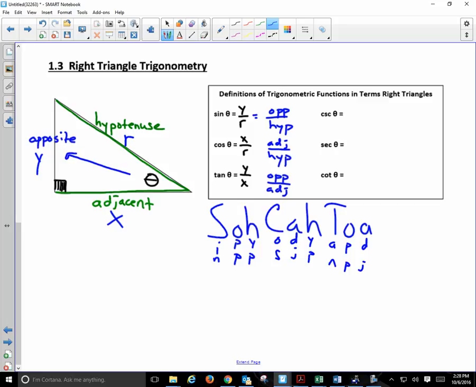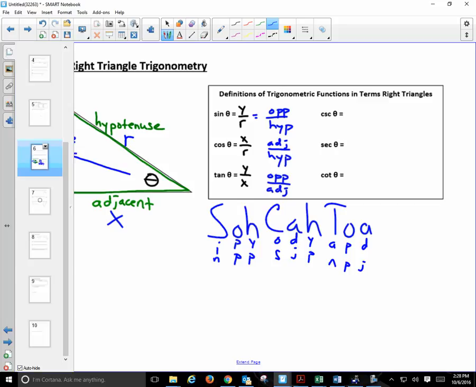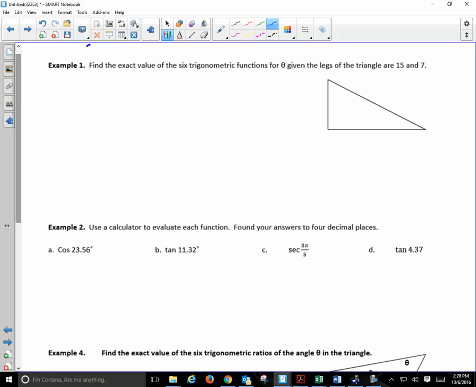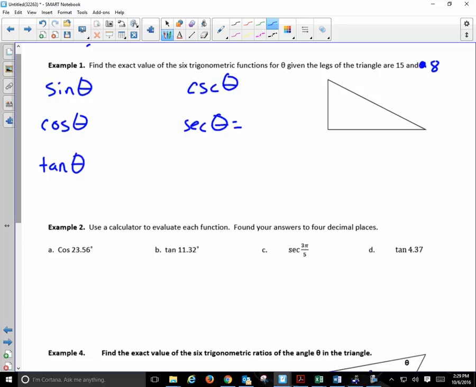SOHCAHTOA, you learned it before in geometry, correct? It's part of our standards. If you didn't learn it, you weren't paying attention. Let's go. It says find the exact value of 6 trigonometric functions for theta given the legs of the triangle are 15 and 8. We're going to call them 15 and 8. Okay? Sine of theta, cosine of theta, tangent of theta, cosecant of theta, secant of theta, and cotangent of theta.